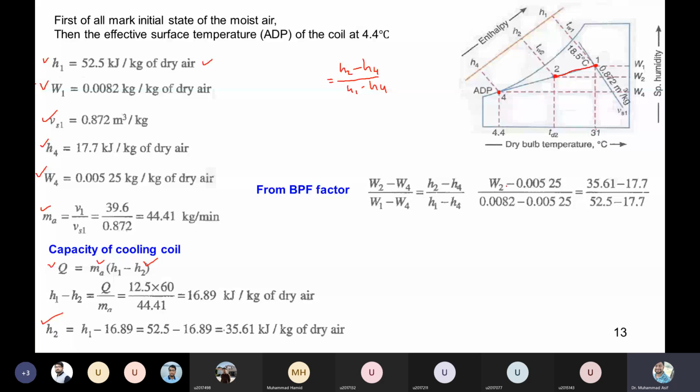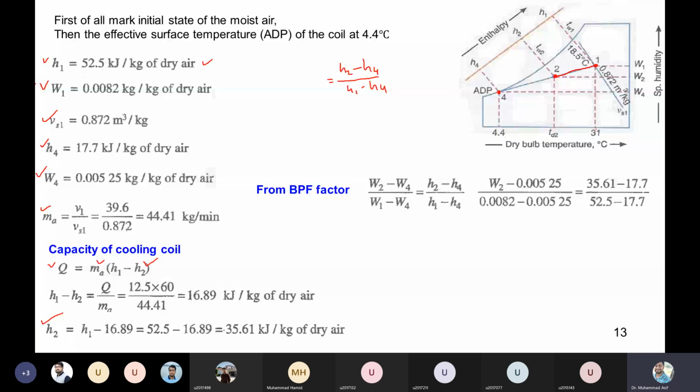We assume that the temperature is at the saturated point because in a cooling process, when the outside air comes in contact with the surface, it condenses. Condensation means the temperature of the surface is below the dew point temperature of the moist air. That's why the ADP, or the effective dew point temperature, is always taken on the 100% relative humidity line.